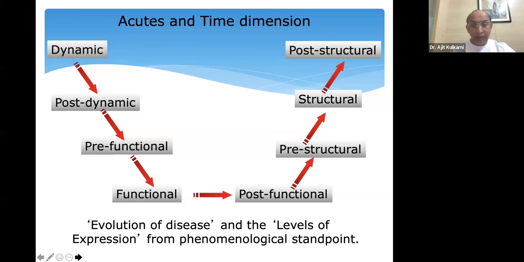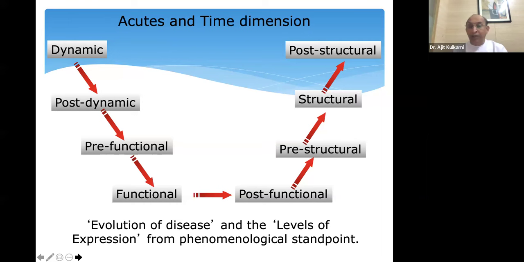In these 3 stages, sometimes you get some investigations. It is very important, and these investigations are suggestive of something, like ESR is raised, CRP is raised, but the patient is totally asymptomatic. Then comes functional, with sensations. Then post-functional, pre-structural. These are the stages which are definitively present between functional and structural.